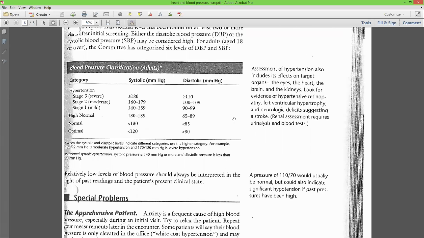Okay, so ideal would be 120 over 80. Okay, and I want you to know these values. At 140 over 90 or higher, you're waving a red flag. Now they're getting into hypertension.